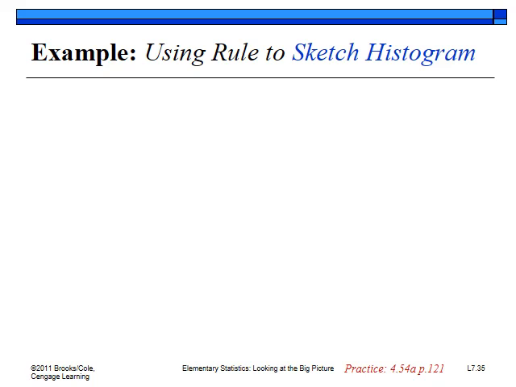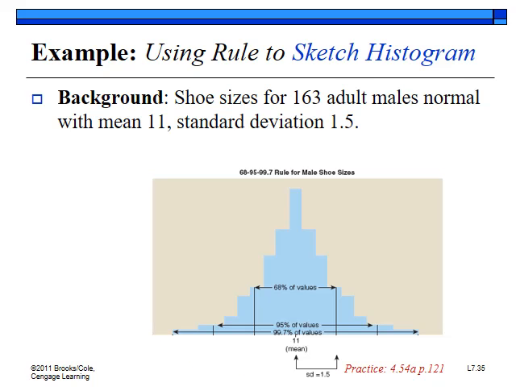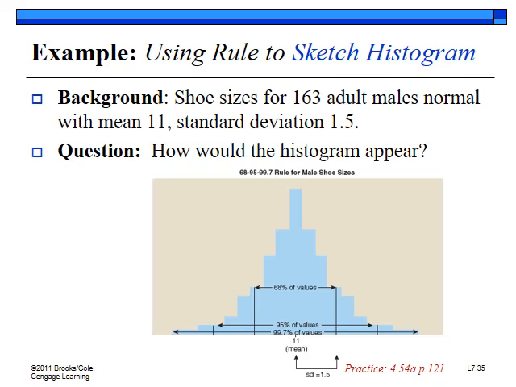So if we want to sketch a histogram, if we say that shoe sizes for adult males is normally distributed with mean of 11 and standard deviation 1.5, we know that the shape of the histogram would look bell-shaped, like the one depicted here.